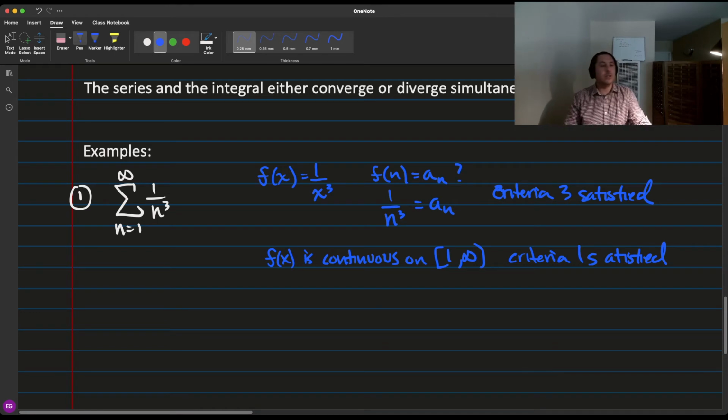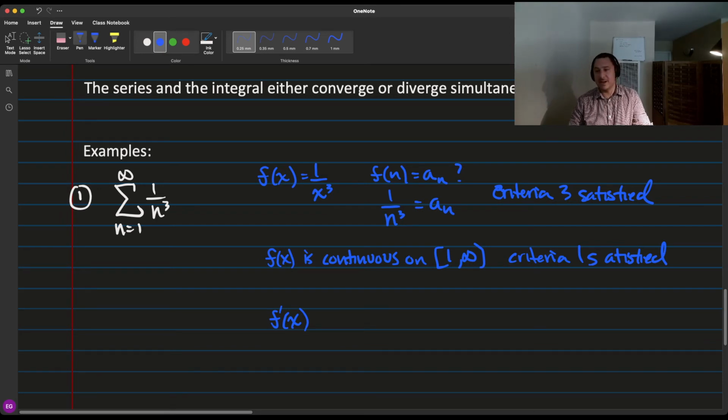Okay, now what's criteria 2? You need the function to be decreasing. If you really wanted to show that this was decreasing, what would you do that you learned about in Calc 1? How do you know if a function's decreasing? You would show that the derivative is... The derivative has to be what? I know it's been a while, but how do you know if a function is decreasing?